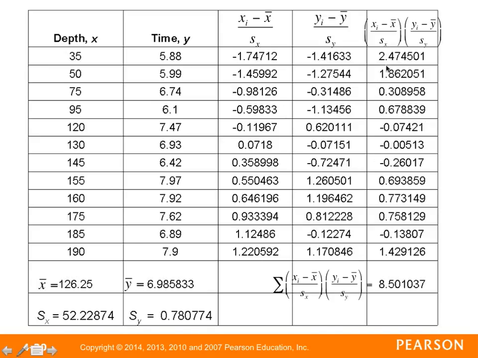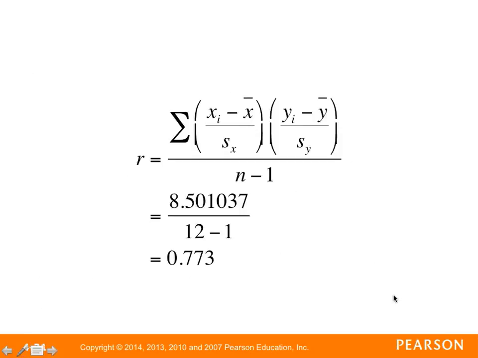And then you need to take this entire column and add it up, and we get 8.50137. Once we have that, we divide by n minus 1, which in our case, since we had 12 observations, is 11, and we get 0.773. It's important to always make sure that you calculated something between -1 and 1. If it's not between -1 and 1, then you made some kind of mathematical error in your calculation.